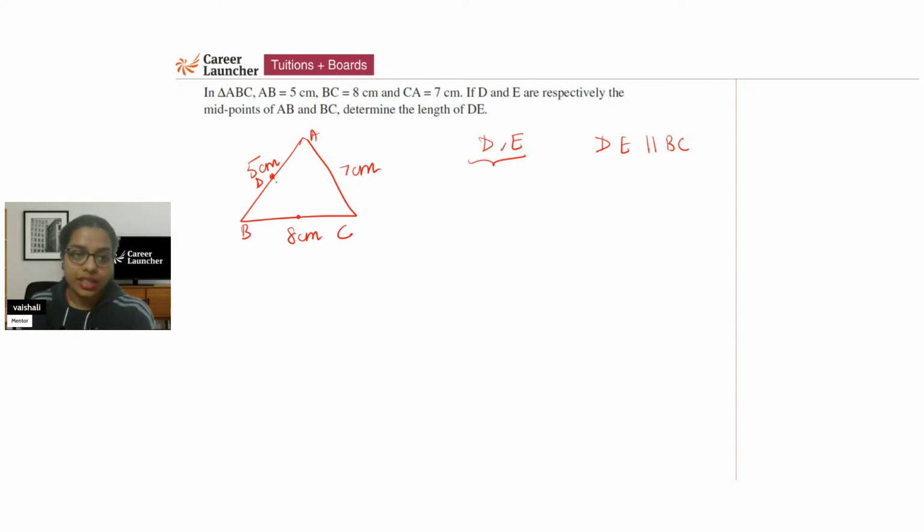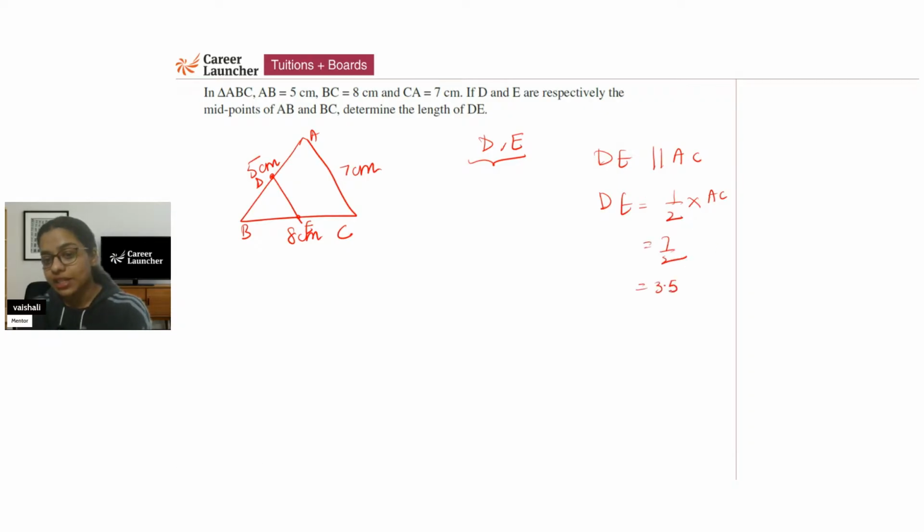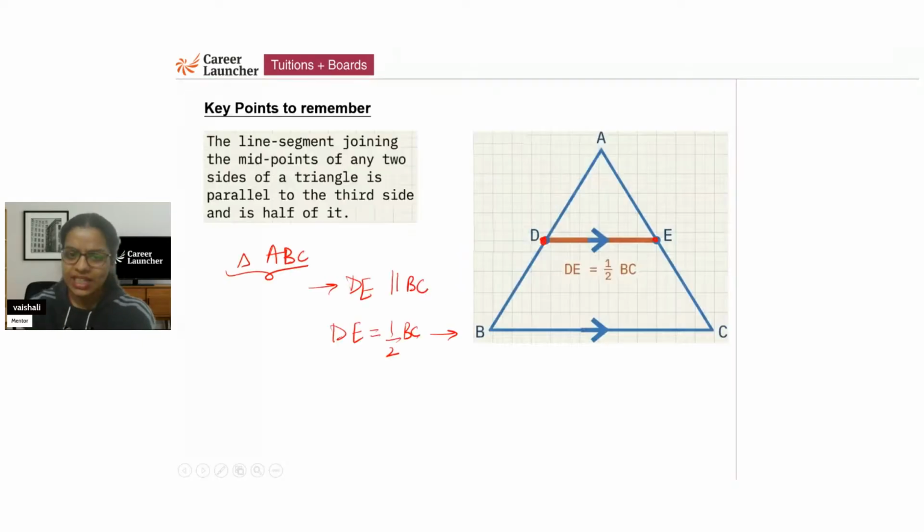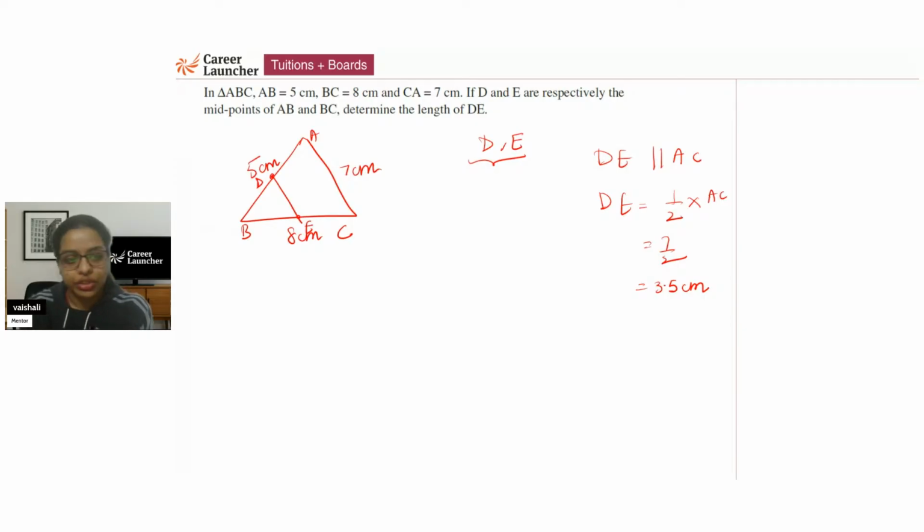This is the scenario, right? So in this case, this is my DE. So let me just rewrite. DE is going to be parallel to AC in this scenario. So the length of DE is going to be half of AC, which is 7/2 or 3.5 centimeters. Right? So we have applied the same BPT theorem, and you have got the length of DE.